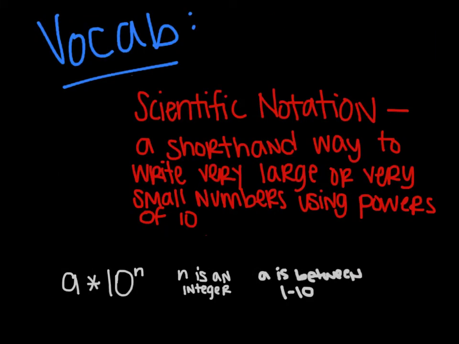First thing we need to talk about is what scientific notation is. It is a shorthand way to write very large or very small numbers using powers of 10. And down here we have the form that it's written in. You have a number A, and A is between 1 and 10. It can be the number 1, but it cannot be the number 10. It has to be in between. And then times 10, and 10 is raised to the nth power, and n has to be an integer. Positive or negative, doesn't matter, it just needs to be an integer.